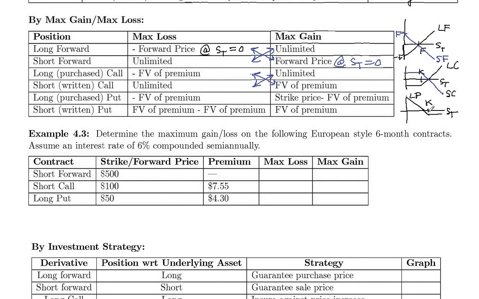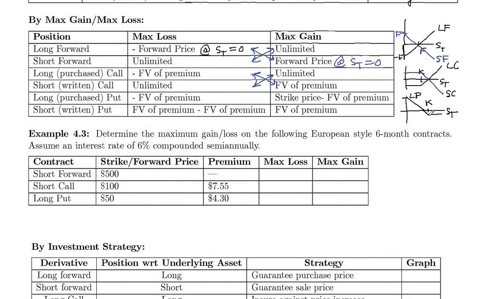Our maximum profit happens here when spot price is 0. So our max gain here is going to be, at spot price of 0, the strike price minus this distance here, which is the accumulated value of the premium. So strike minus future value of the premium. That's this value right here. And that's going to happen when ST equals 0 again.